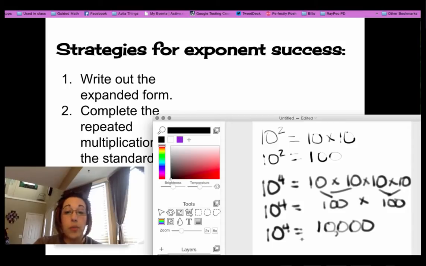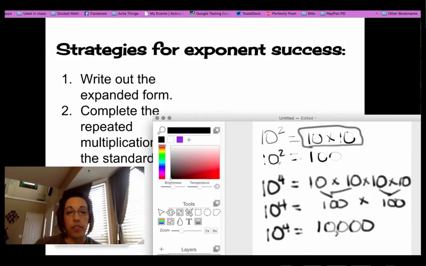So I hope this practice has helped you to see that exponential notation is just really an easier way of writing out this repeated multiplication in problems.